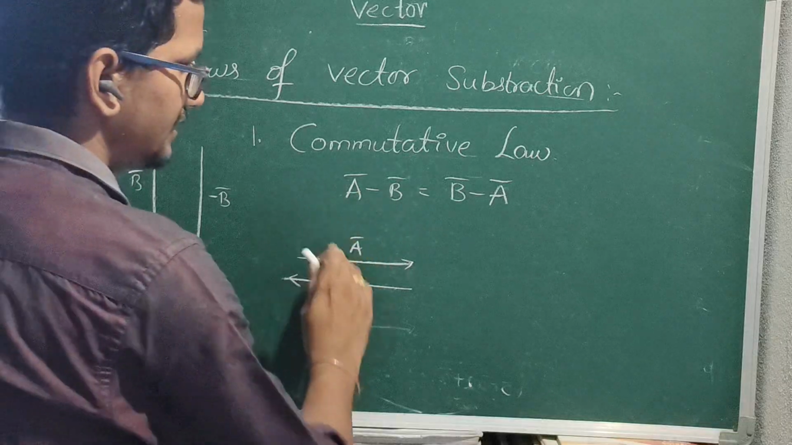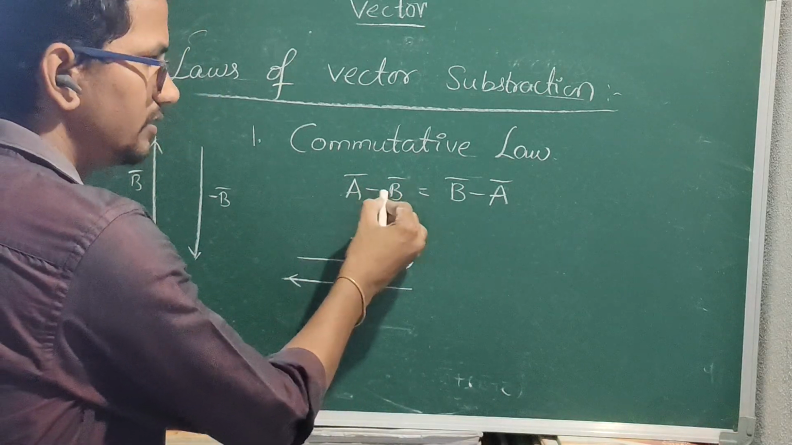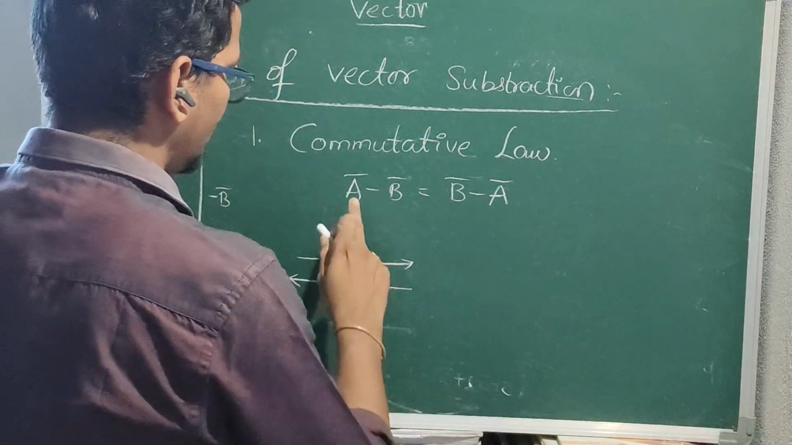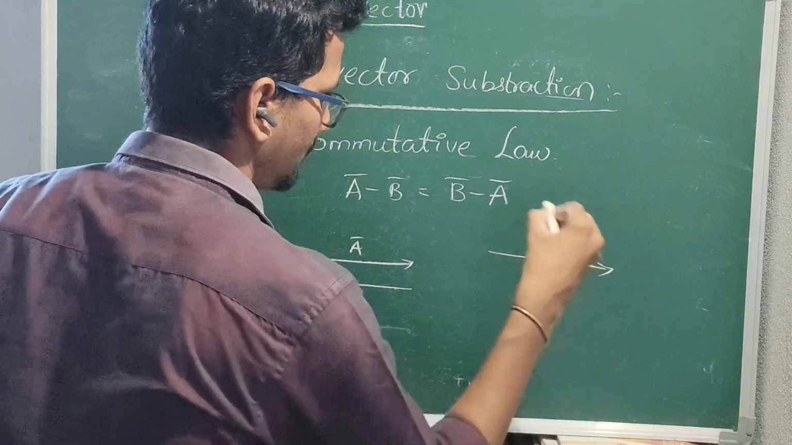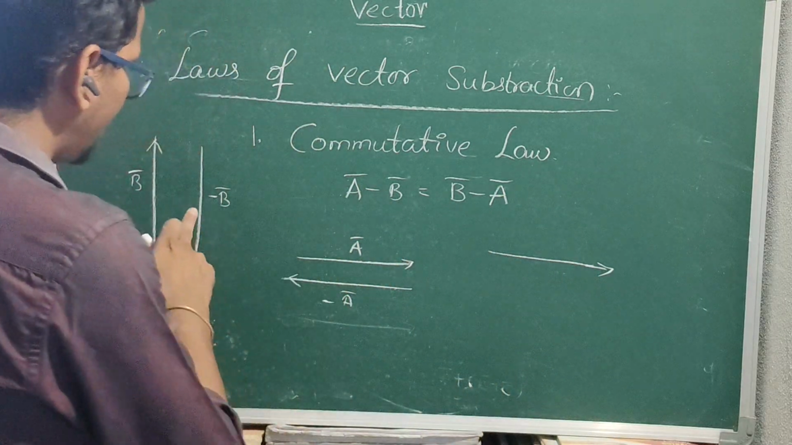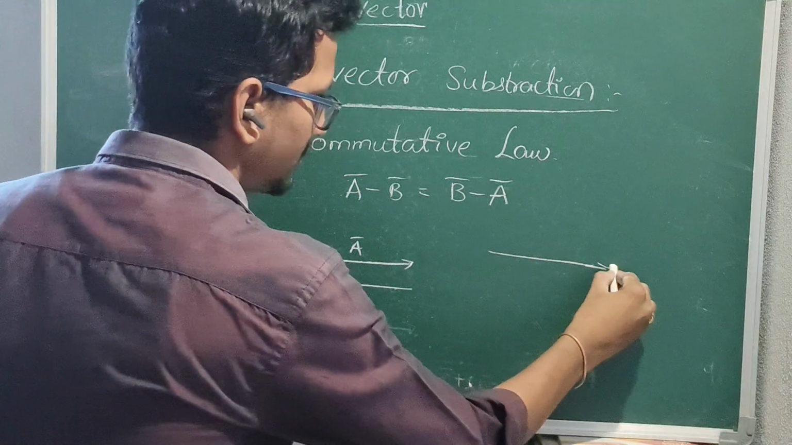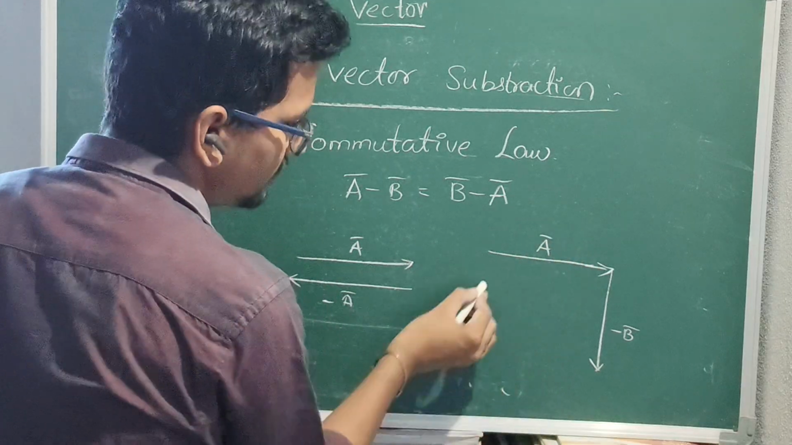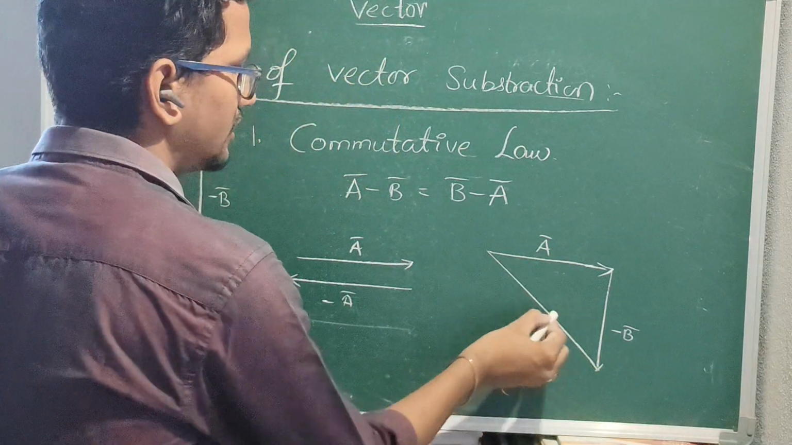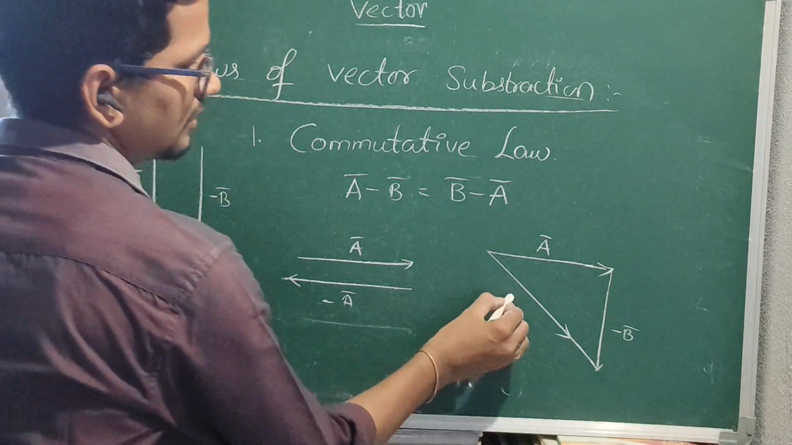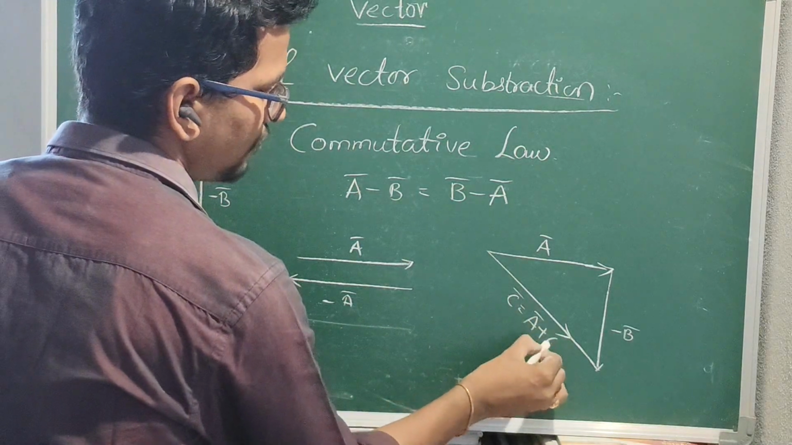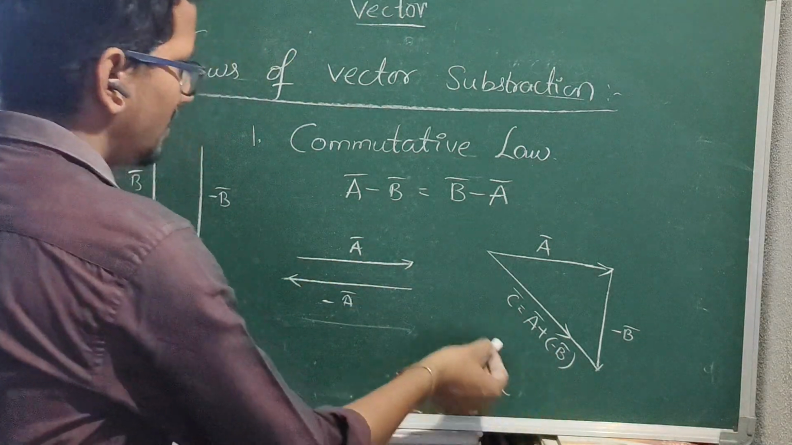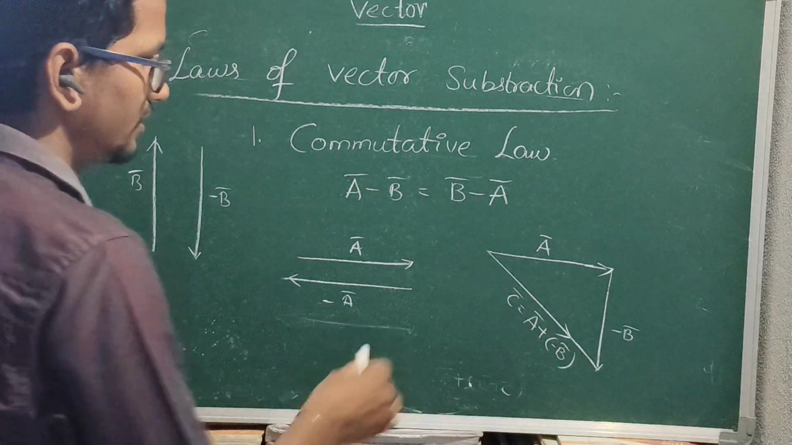First of all, what is the left hand side? A bar minus b bar. First vector a bar, second vector minus b bar. What is minus b bar? In the downward direction. The head of the first vector is connected to the tail of the second vector minus b bar. This is a bar. What is the resultant vector? The tail of the first vector is connected to the head of the second vector. That is c bar is equal to a bar plus of minus b bar, or we can write directly a bar minus b bar. That is the left hand side.